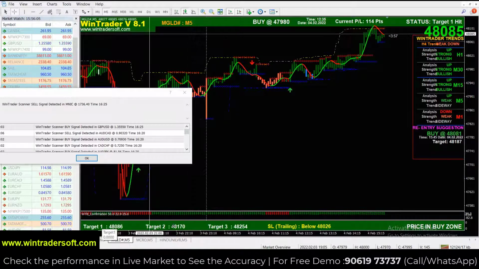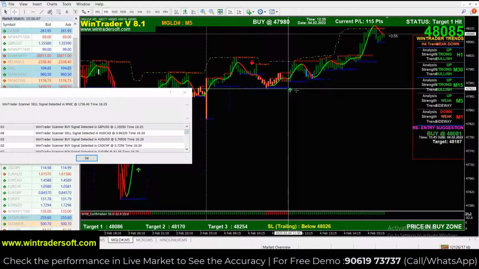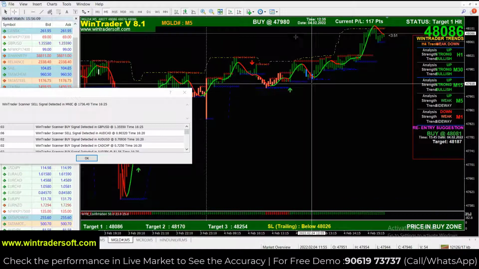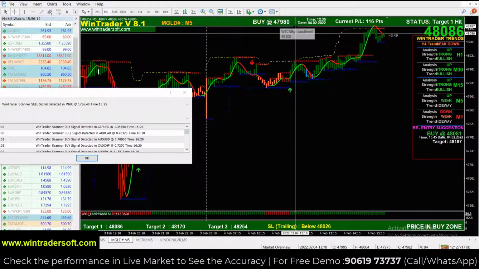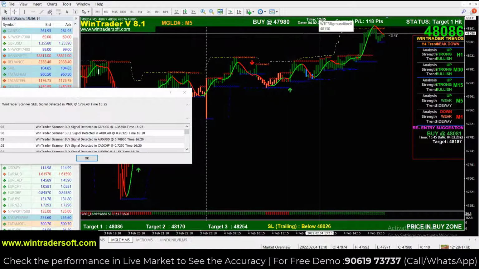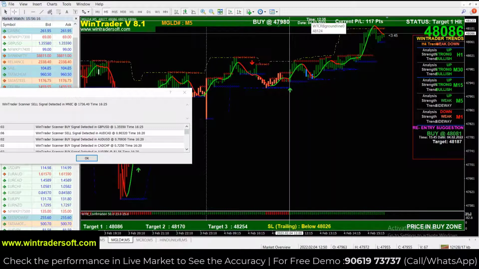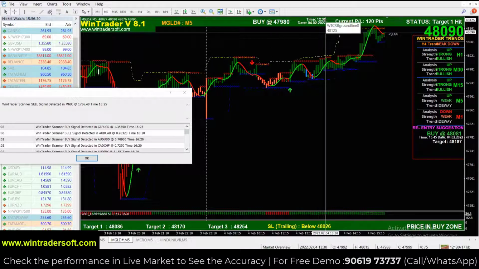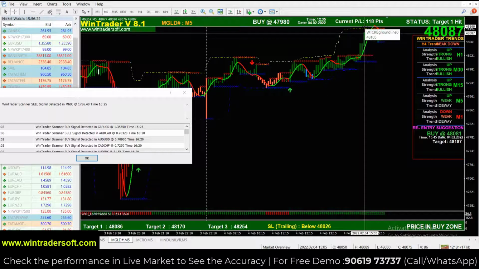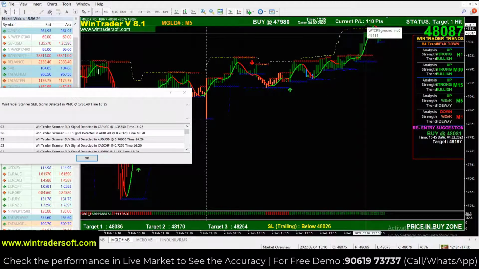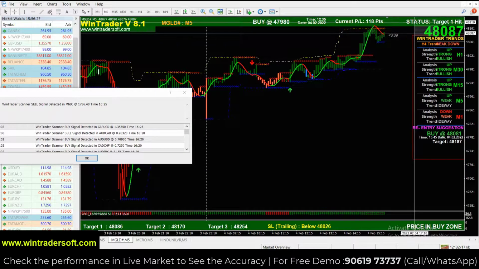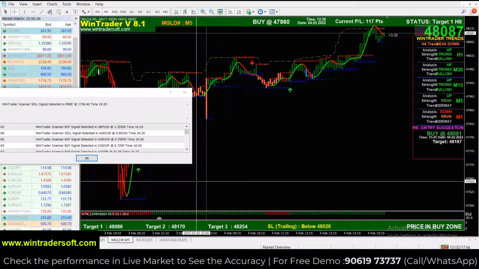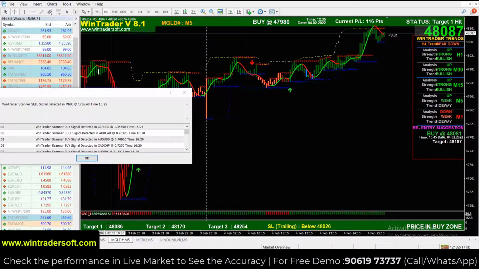As per this signal, actually we got a buy signal. Last we got a buy signal at 47,980, and the time is 12:35. And as per this signal, we are in profit of 118 points. And as per this signal, the first target is achieved. The first target was 48,086. So the first target is achieved.